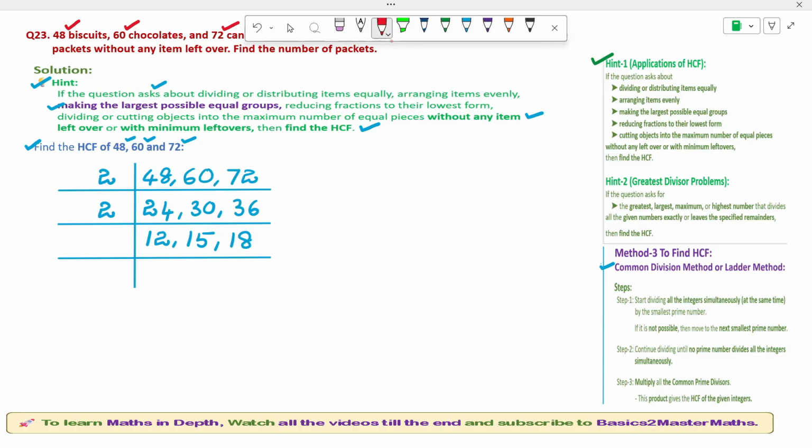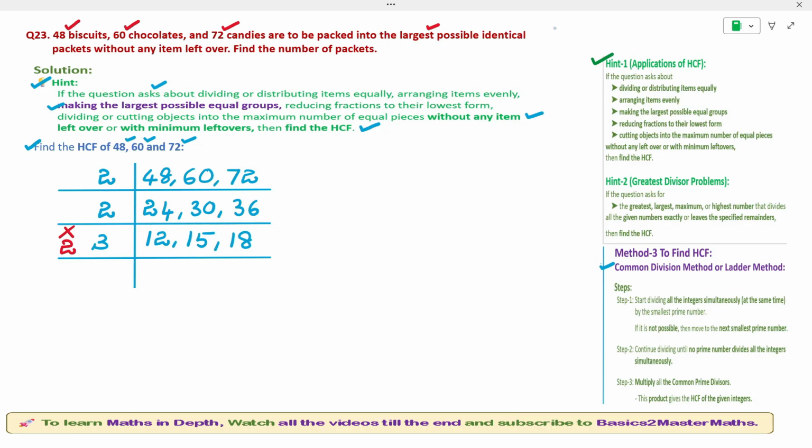Again, start dividing 12, 15 and 18 by the smallest prime, 2. Since 2 does not divide all the integers exactly, move to the next smallest prime, 3. Since 3 divides all the integers exactly, we get 4, 5 and 6. Stop here since no other prime number can divide 4, 5 and 6 simultaneously.